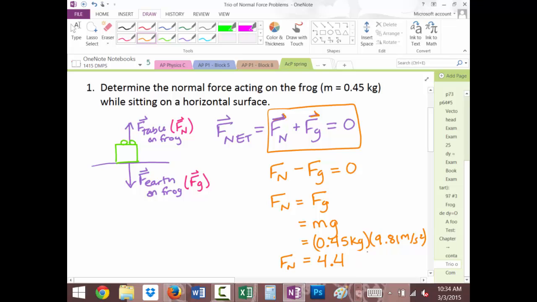And then what are the units? Newtons, or if you're really anti-Newton, kind of like me, then you could write it as kilogram meter per second squared. But as much as I dislike Isaac Newton, I am also lazy. So I'm going to write it as 4.4 newtons. How are we doing? Is that okay? Yeah. Okay.